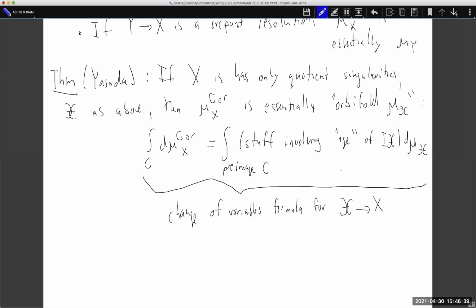The second thing that I want to highlight is, okay, so what are these ages of the inertia stack? Well, it turns out that these ages are exactly part of the definition of orbifold cohomology. If you want to define the orbifold cohomology for a Deligne-Mumford stack, you look at the cohomology of pieces of its inertia stack, and then you have to shift it by these things called the ages.